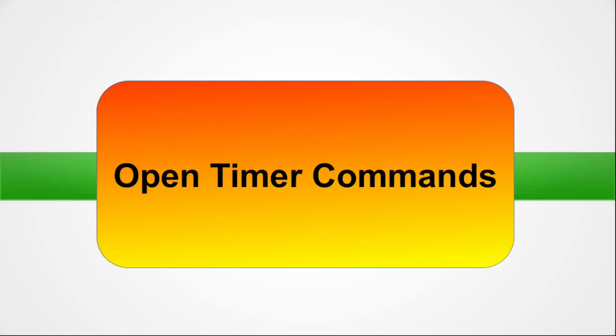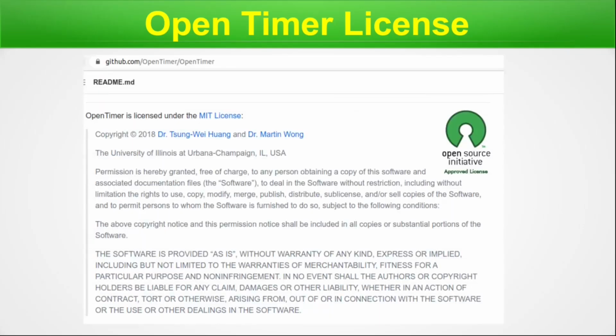OpenTimer commands. In the upcoming sections, we will go through all the OpenTimer commands. You have to memorize most of them when playing with the STA report and further analysis in the command line. So fasten your seatbelt and start the high-speed journey in this section. OpenTimer license. OpenTimer is a free and open source software. You can freely use it under the MIT license. So enjoy.